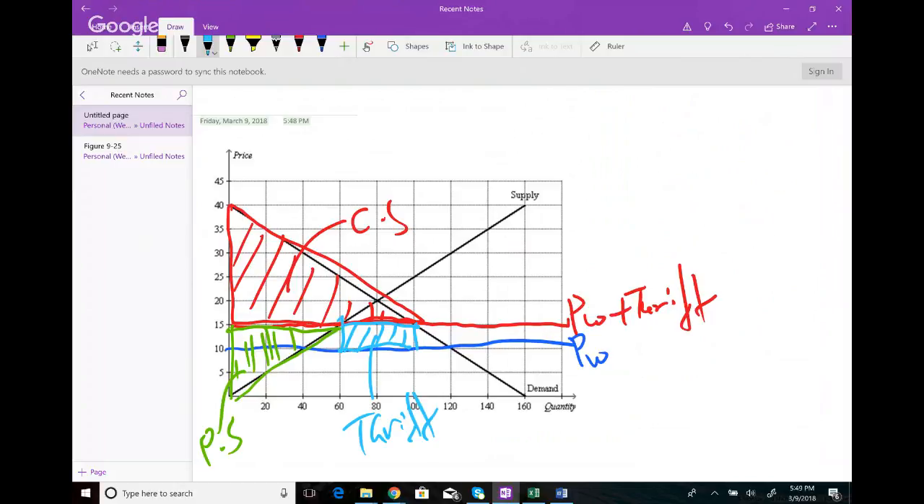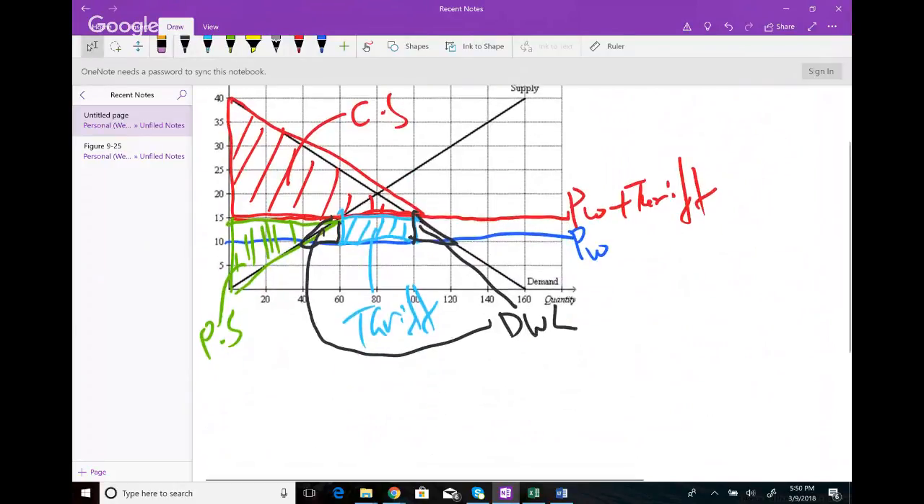Now notice we have two small triangles. This small triangle over here and this small triangle right here. That's just sitting there not doing anything. These two small triangles are called deadweight loss. All right, so let's find out what the consumer surplus, producer surplus, total tariff revenue, total surplus, and deadweight loss are.